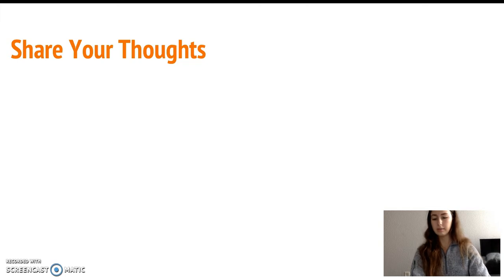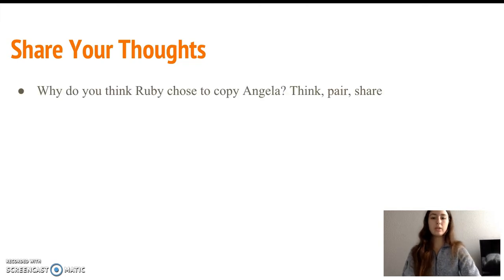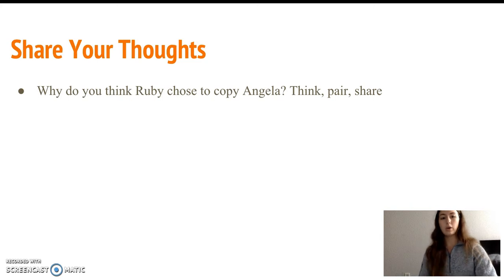All right, so why do you think Ruby chose to copy Angela? Why don't you do a think, pair, share with someone next to you?